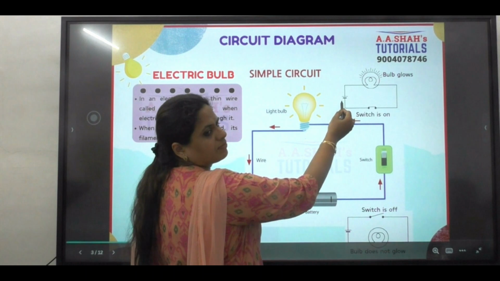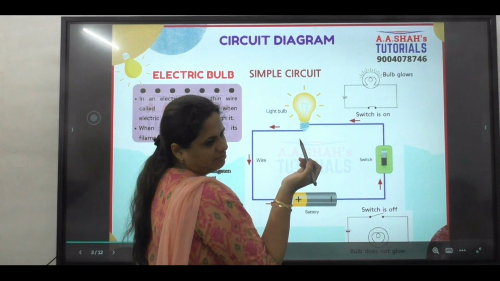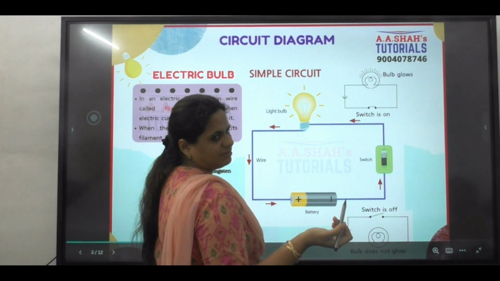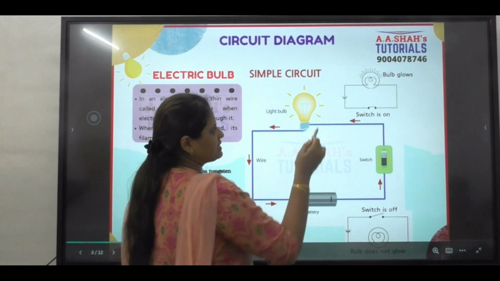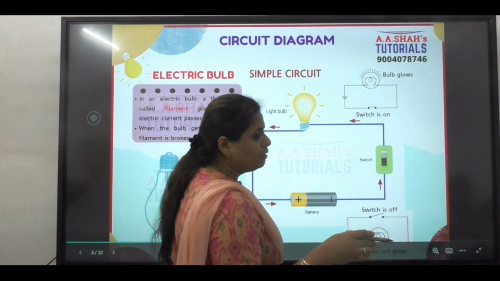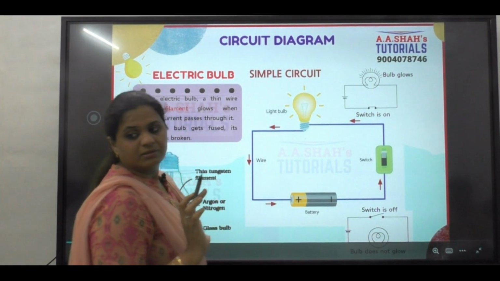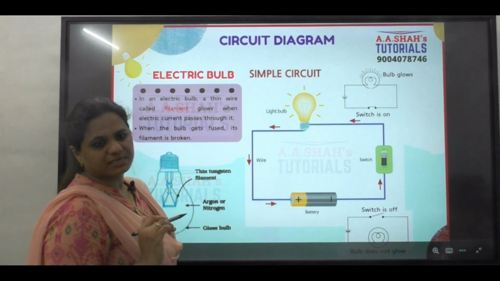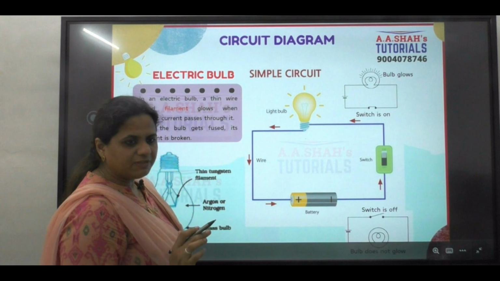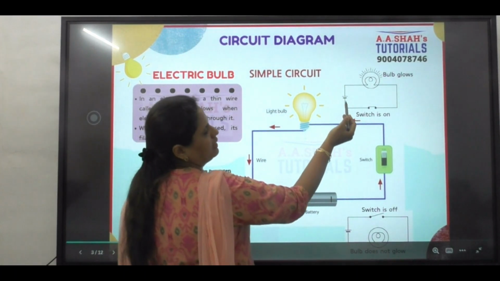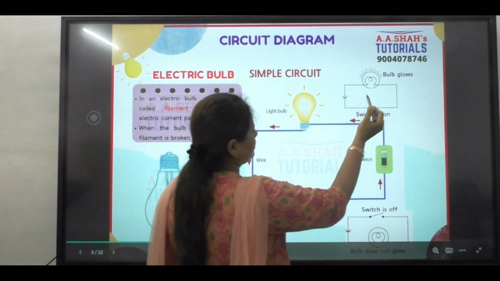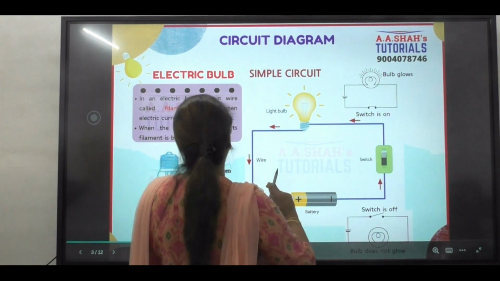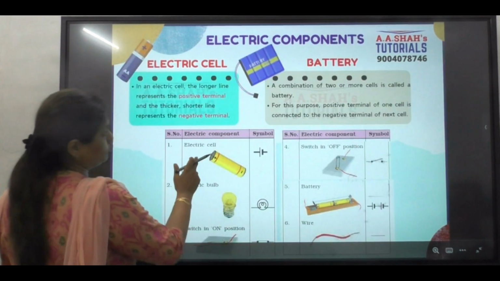This is a switch. Wrong. Battery. It means you are not paying attention. Battery is again the wrong answer. It's a cell. Why is it not a battery? Because a battery is a combination of cells. When there is a combination of cells, it's a battery. A single one is called a cell. So this is a cell. Then you will have the bulb and here you have the switch, in on or off position.